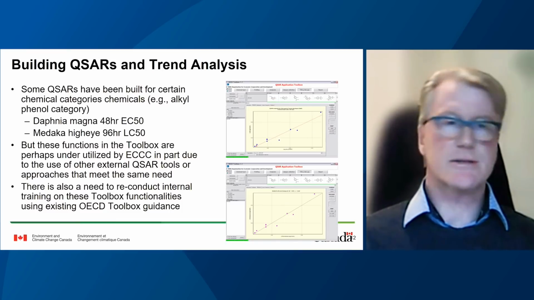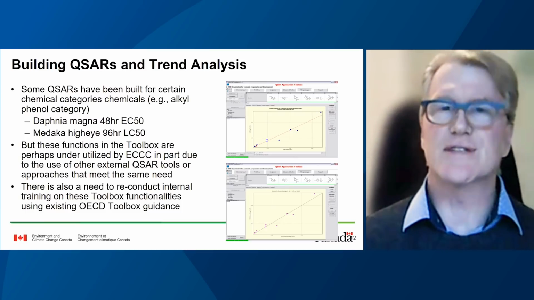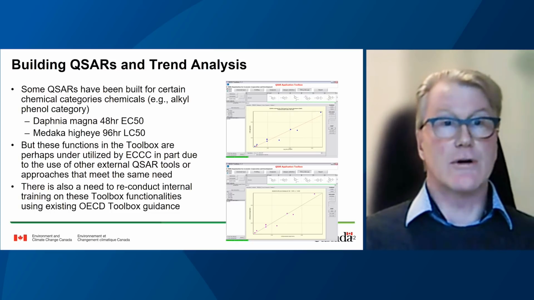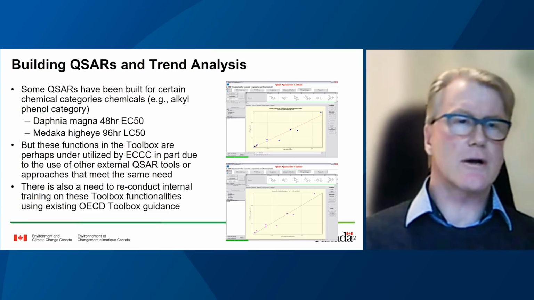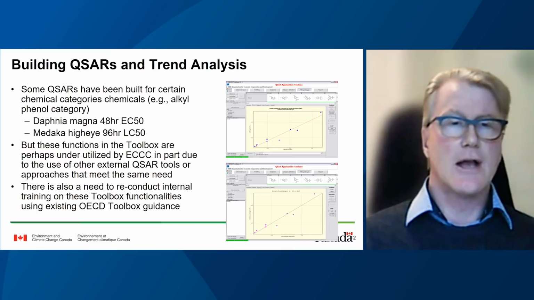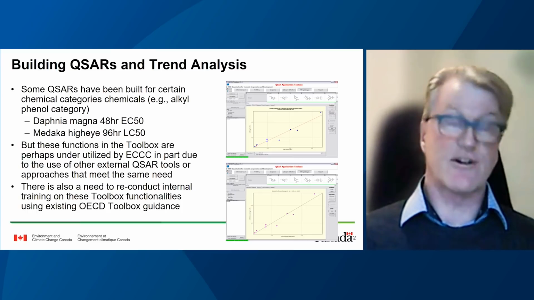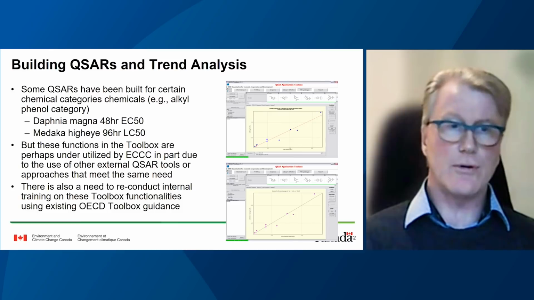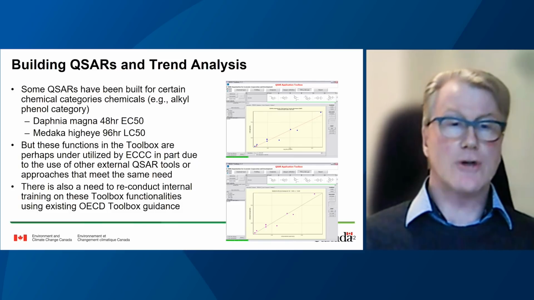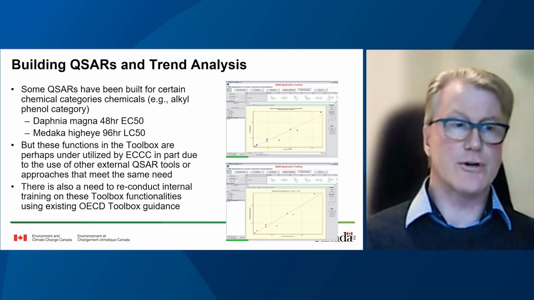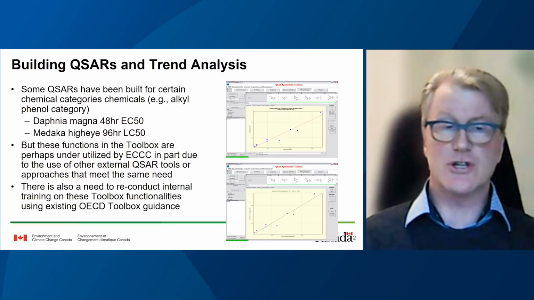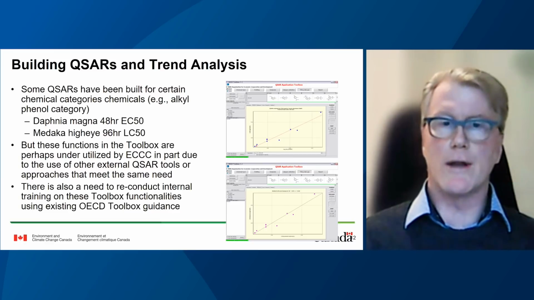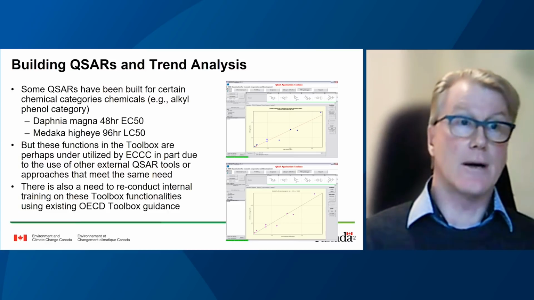I've been building QSARs for some time. You may be able to see in this slide, this is actually version 1.1 of the toolbox. We have built some QSARs for hindered phenols or alkyl phenols, just to demonstrate its functionality more than anything. But quite honestly, this functionality of the toolbox is perhaps underutilized by our agency, I think in part due to other external QSARs available that can meet the need. But also, I think it's a lack of awareness and a need for internal training on some of these functionalities using existing toolbox guidance, for example. So I think this is something that we could grow on, or grow into, a better word, in the future.